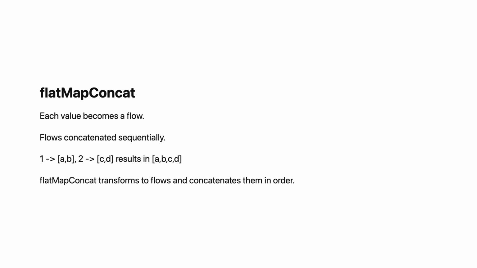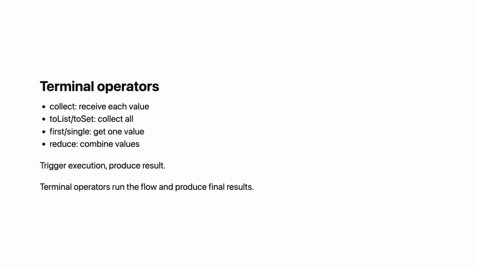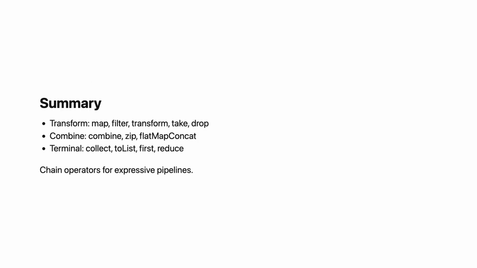Terminal operators consume the flow and produce a result. Collect receives each value. The most common terminal operator, toList, collects all values into a list. Waits for completion. toSet collects into a set, removes duplicates. First returns the first value, cancels the flow after. Single returns the only value, throws if 0 or more than 1. Reduce combines values: reduce { acc, value -> acc + value }.